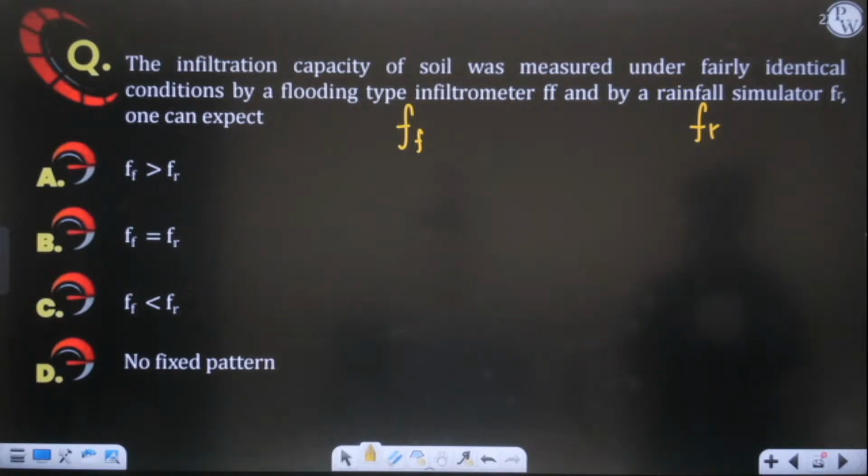Let me see if you are able to answer it correctly. Tell me what the answer will be here.